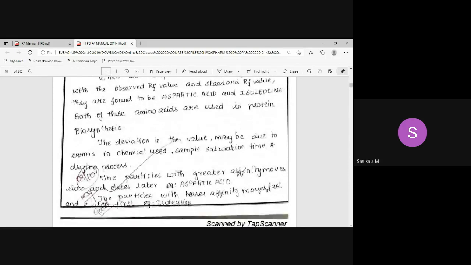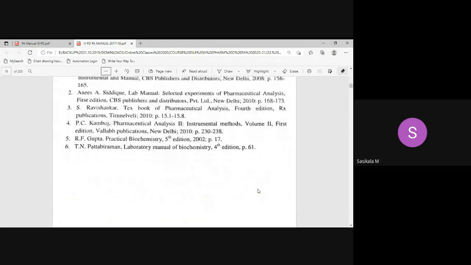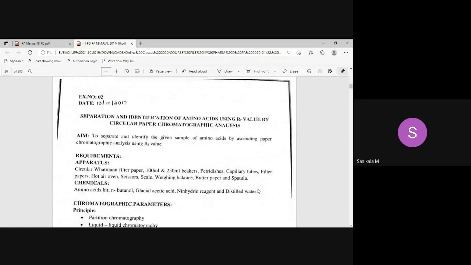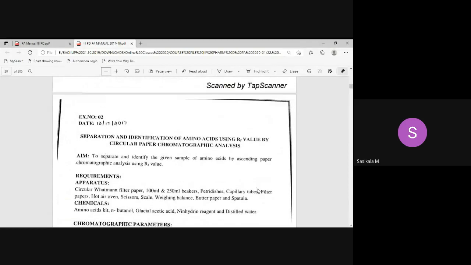The standard RF value, you know. Observed RF value also, you know. If it is varying much, what is the reason? If it is obeying, then what is the reason? That you have to write. Okay. So this is about the discussion part. Have you noted down the readings now for the first experiment? If not, also I'll be giving the recordings.